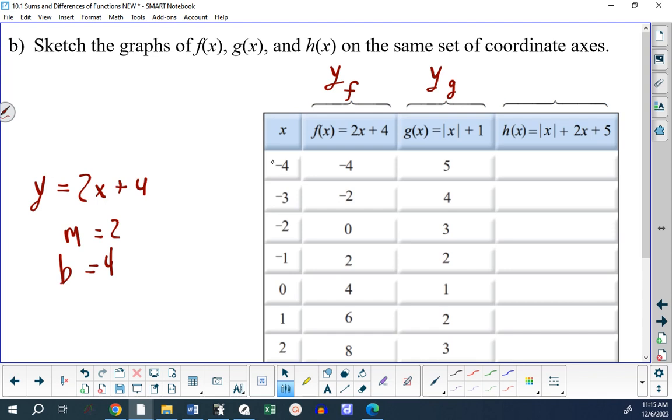What I would like everybody to do now is populate the empty column in the chart. I want you to calculate what h of x is when x is -4, when x is -3, when x is -2, etc. And write in the numbers.